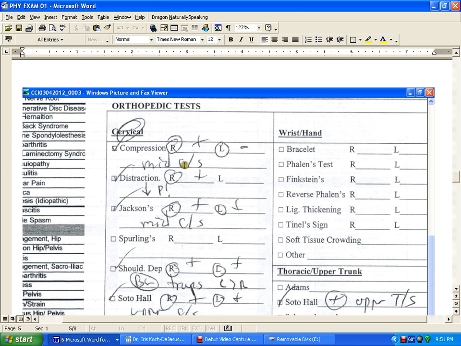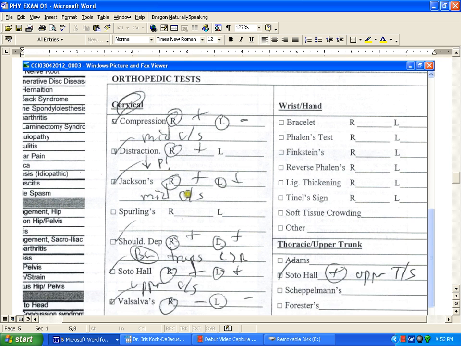And then the distraction testing also is on the right, and it has a down arrow, so you would put positive on the right and with decreased pain. The P means pain. Okay, and Jackson's test, that would be bilaterally, because it's on the right and the left in the mid cervical spine. That's what that C/S is, cervical spine.